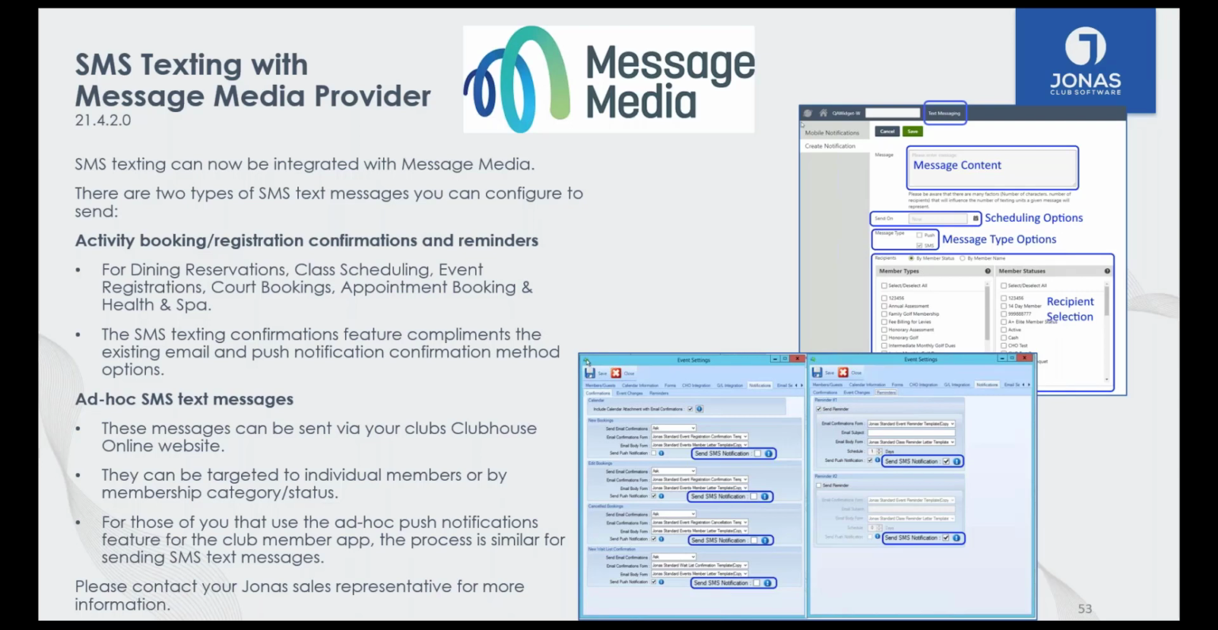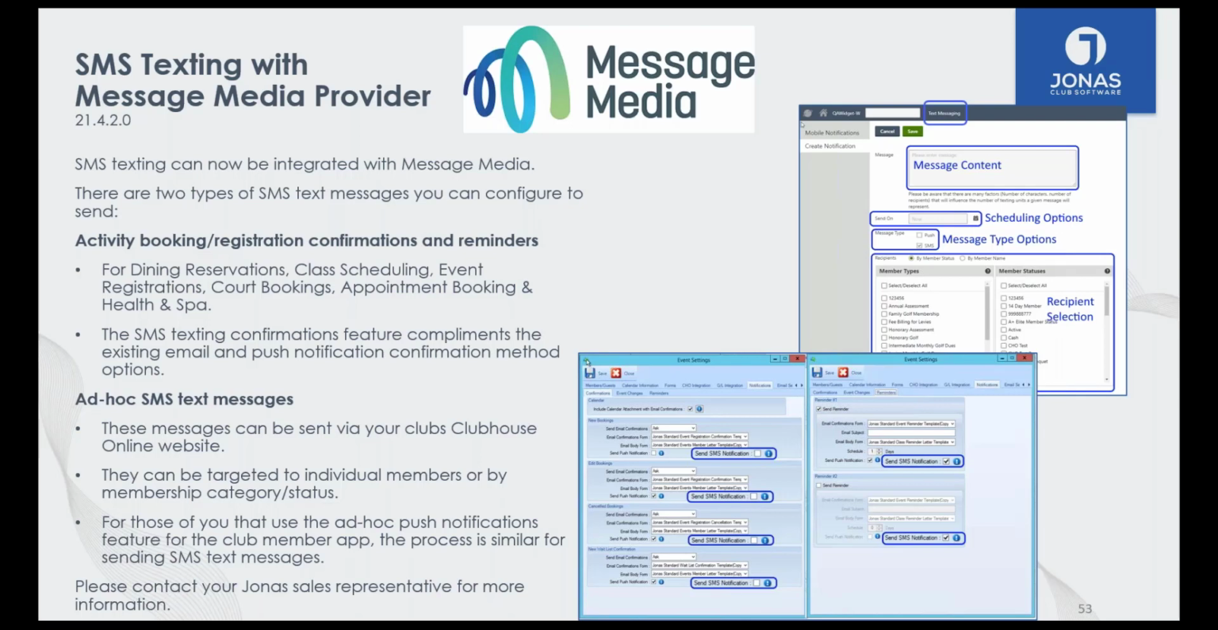However, it boils down to, once you do set up the integration within the software, there's really two types of messages. And I kind of mentioned the first one, which is really activity, booking, and registration confirmations and reminders. So it's not only that initial confirmation when someone makes an appointment, but also additional reminders, which is really the key thing. That 24-hour or day of reminder before my dining reservation at the club, I can get that text message to remind me about it. So that's powerful. And it is integrated to dining reservations, class scheduling, event registration, court bookings, appointments, and health and spas. So those are the applications that it's currently integrated to.